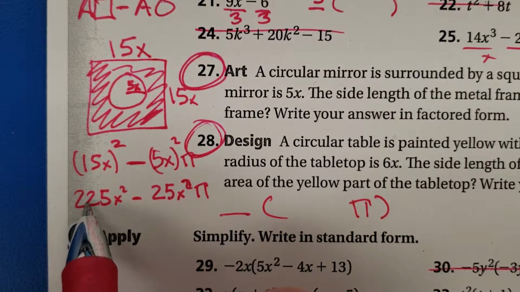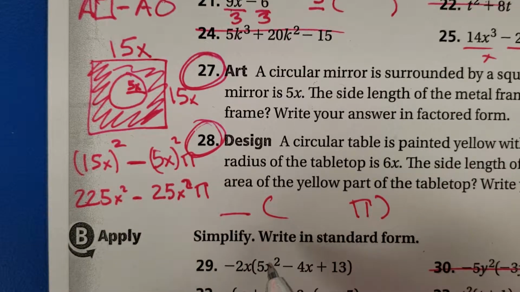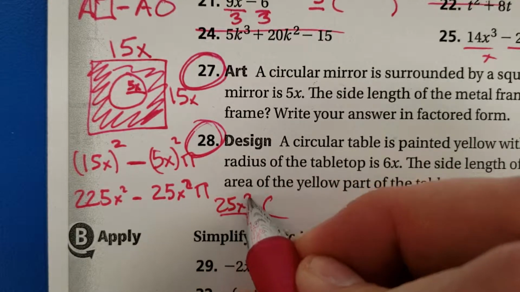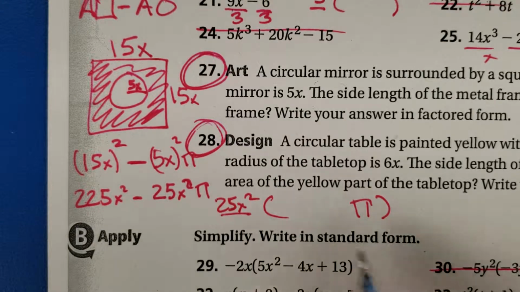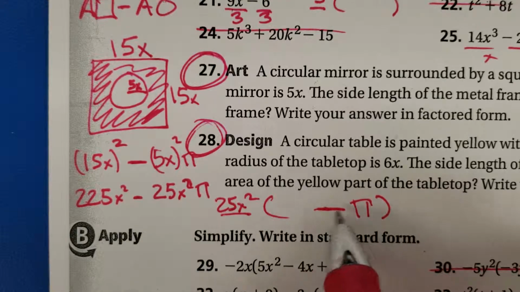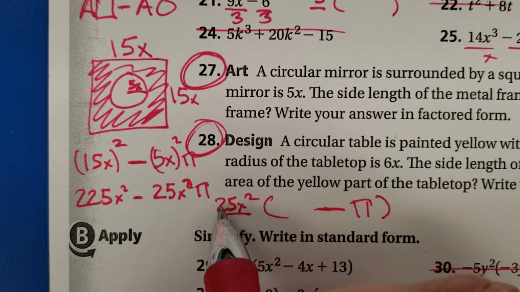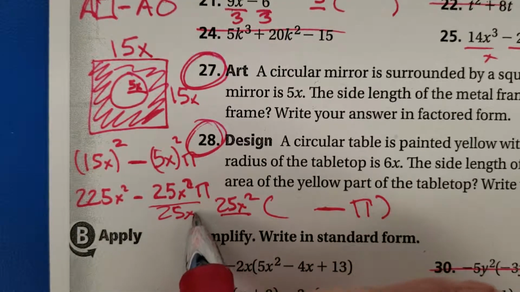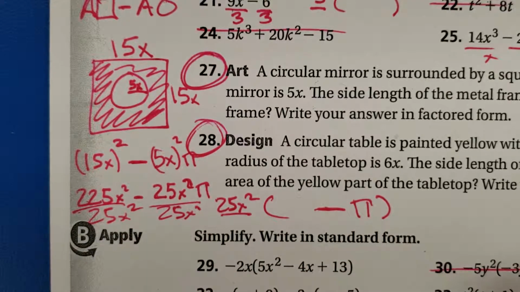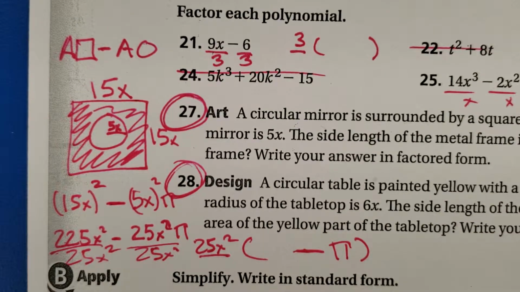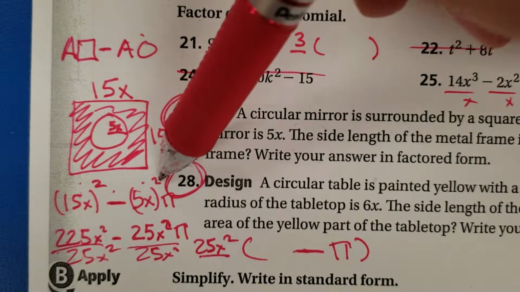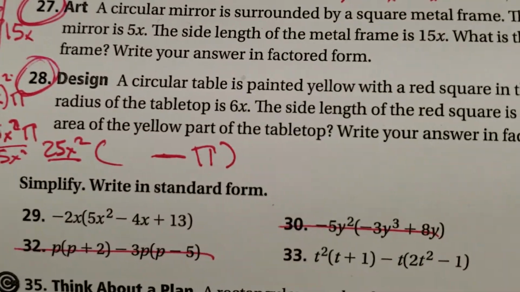So let's see. 225x squared and then 25x squared. I wonder what the most I can take out is. Probably a 25x squared, and then the remains are going to go in there. So divide that by 25, and then basically it's going to be minus pi, because 25x squared will cancel when you divide by 25x squared. So all you've got to do, students, is figure out what 225x squared divided by 25x squared is. What in the world did I just do? All I did is I took the area of the square minus the area of the circle. That's all I did. Looks crazy, but it's actually not that bad.